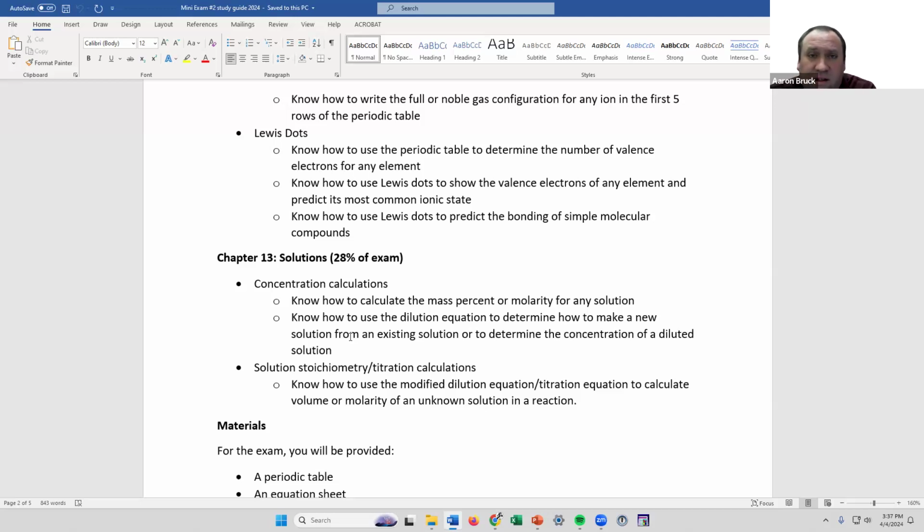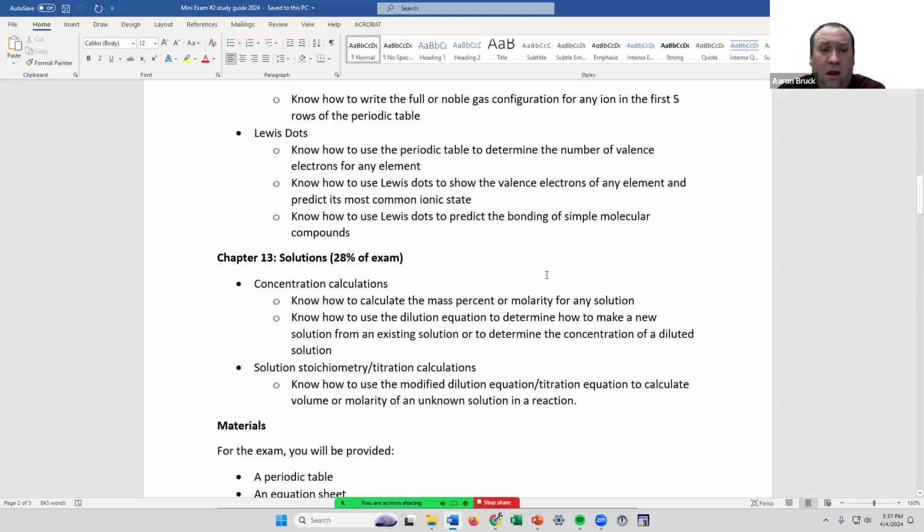And then finally, solution stoichiometry or titration calculations, being able to use that modified dilution equation, the one with the ends on the bottom, and remembering that those ends correspond to the balanced chemical equation. So taking your ideas of stoichiometry and applying them to that particular equation so that you can use it properly and you can do the calculations that you need to do.